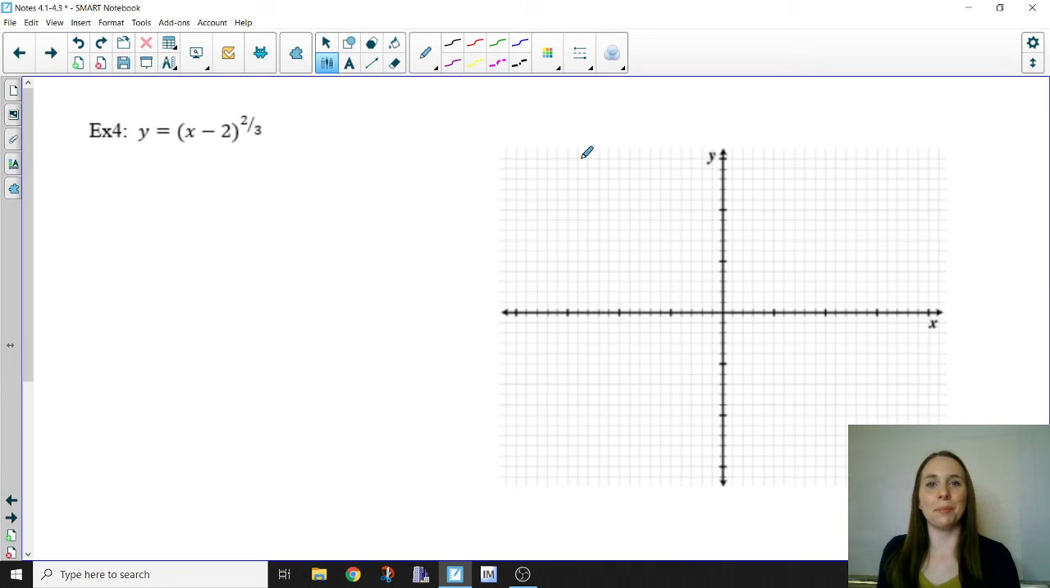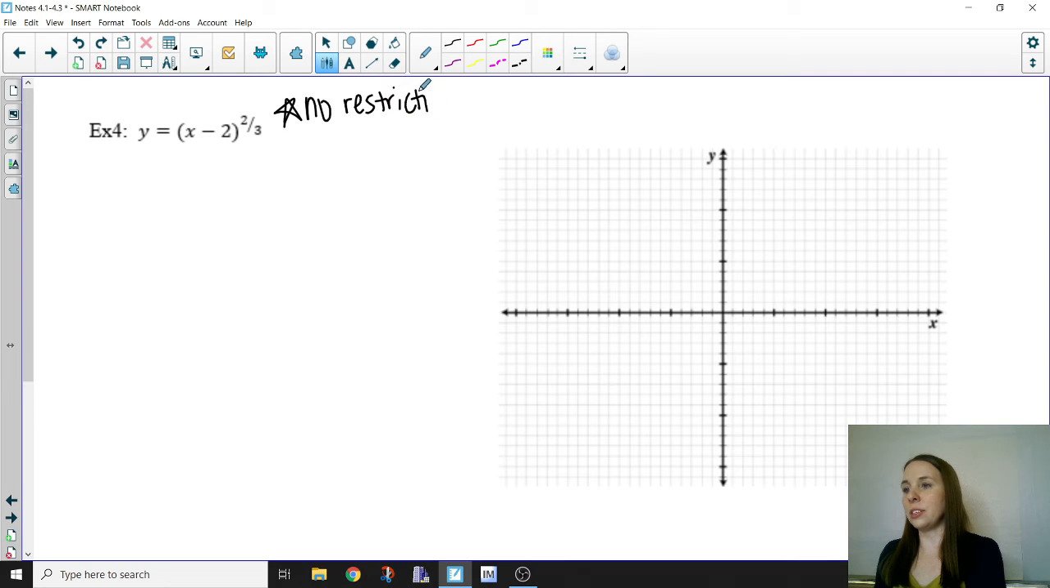I like this one. Believe it or not, I think this one is fun. Okay, so we have a function y equals (x minus 2) to the 2/3 power. And we don't have any restrictions this time, so that's kind of fun. No restrictions. That's supposed to be a star. I like to write it just to keep in mind that I did think about it.